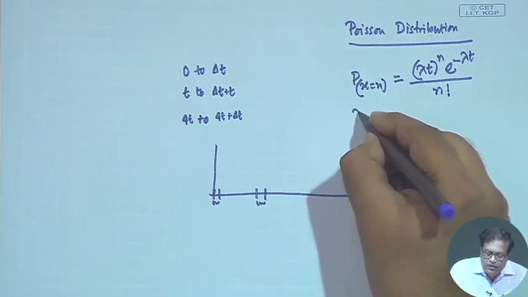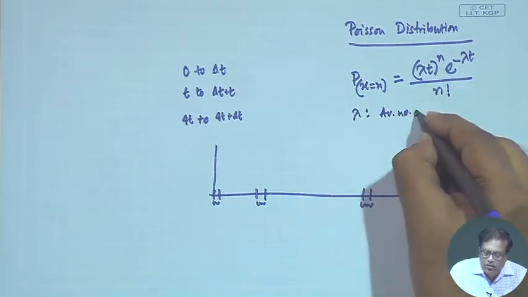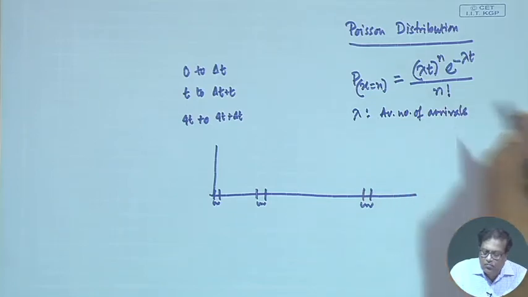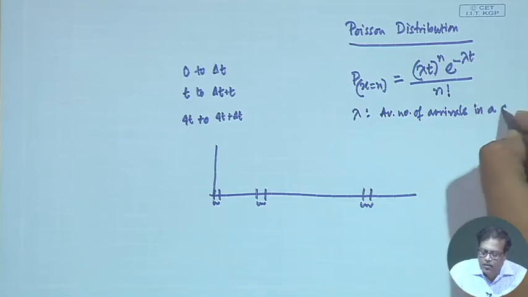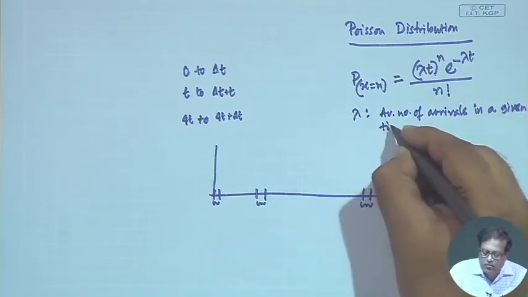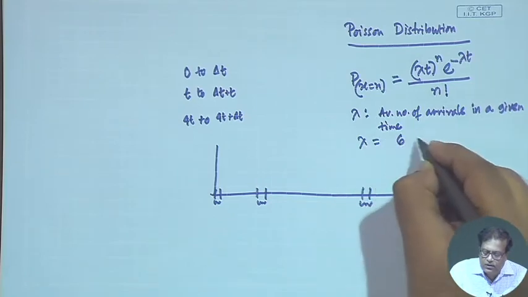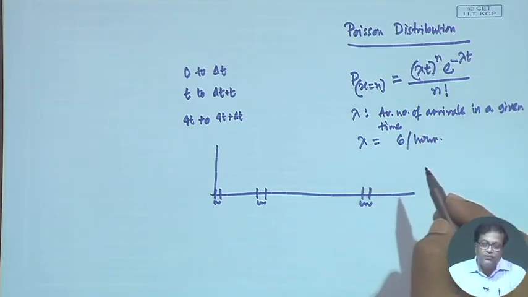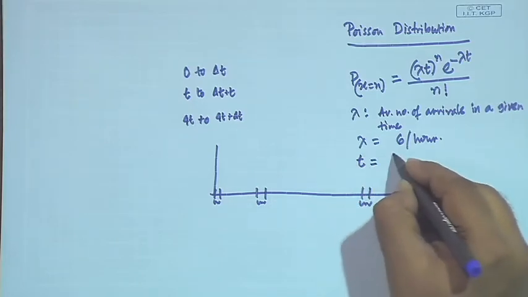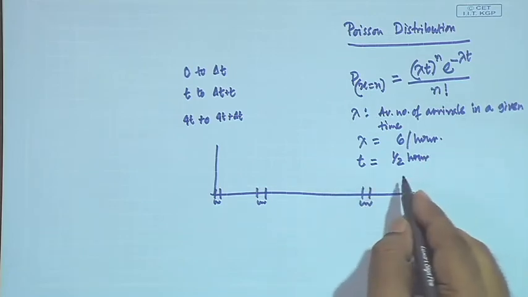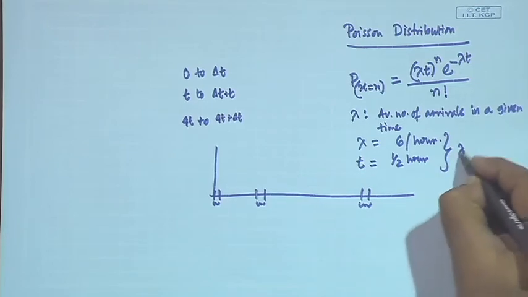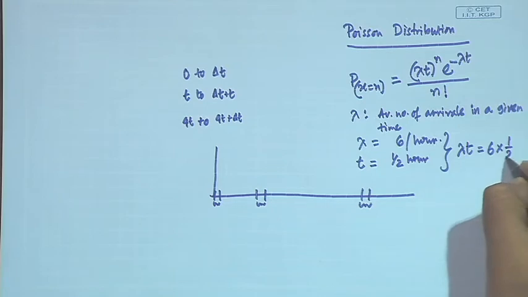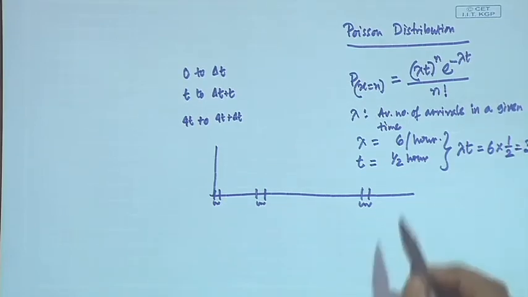Now, let us say lambda is the average number of arrivals in a given time. Let us say lambda equal to 6 per hour, right. And let us say that this Poisson process has been established for a time period between 8 o'clock to 9 o'clock, and we are talking about half an hour between 8 to 8:30. So, what is T? T is basically half an hour, right. For this period T, we are doing all these calculations. Therefore, lambda T will be 6 into half equal to 3. Hour is our unit. So, we got the value of lambda T.